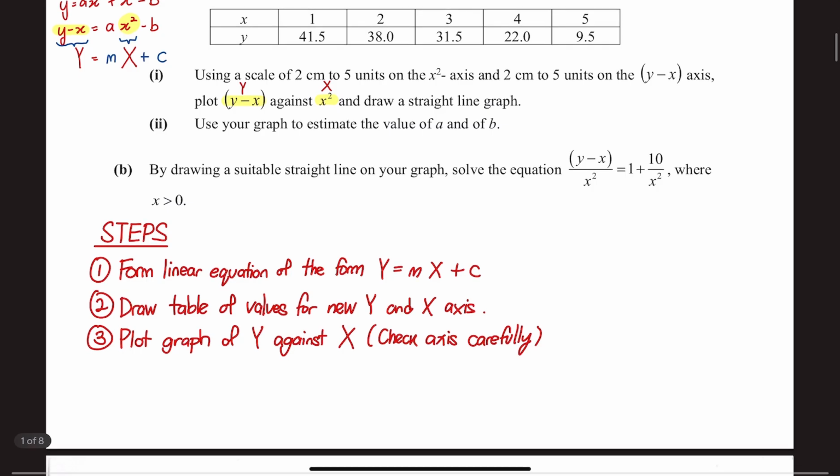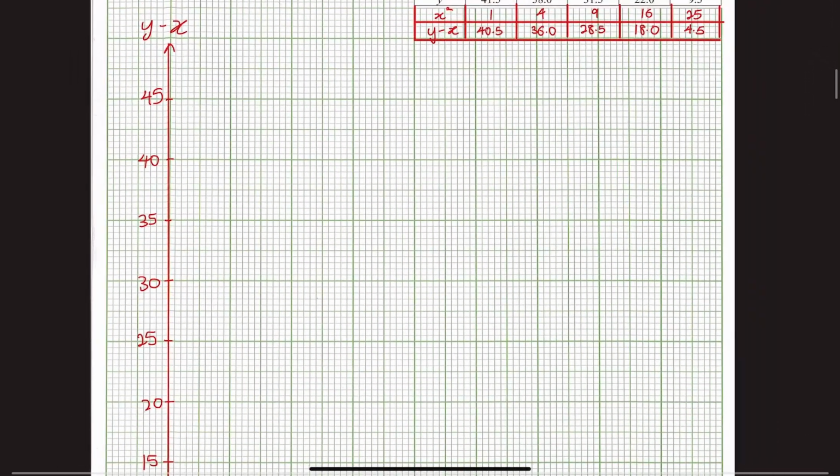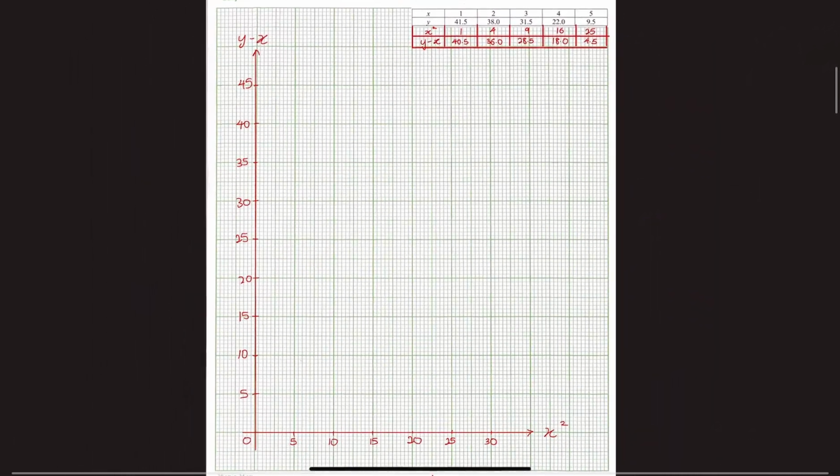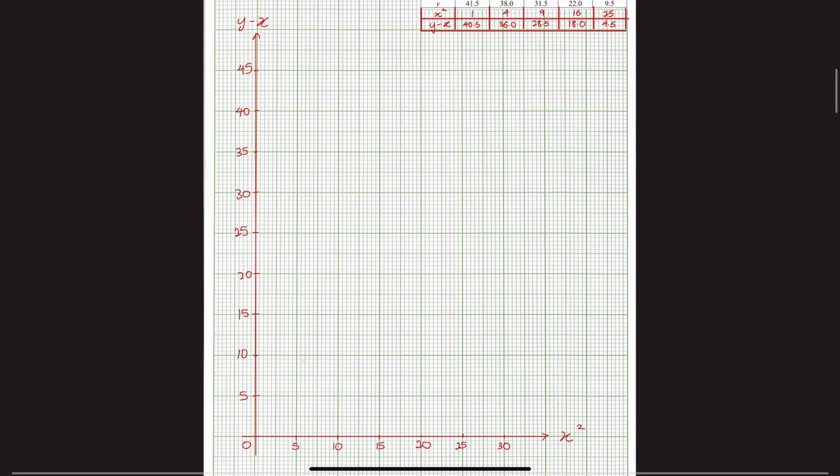So if I were to plot on my graph paper, I've already done the plotting here. Your graph should look, your axis should look something like this. Take note, horizontal axis is x squared. Vertical axis is y minus x. Okay? So once you have done this plotting now, I can now plot the points.